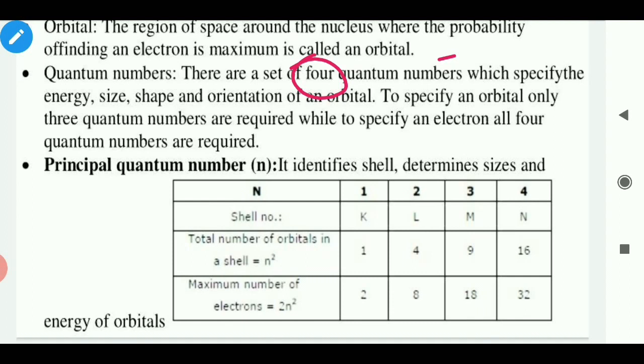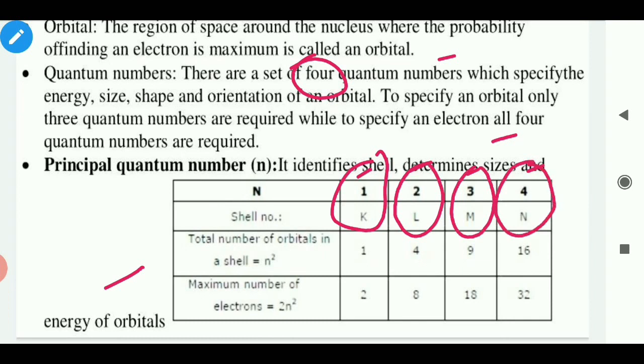Principal quantum number. It identifies the shell and determines the size and energy of the orbital. Here small n equals 1, 2, 3, 4. 1 represents capital K shell, 2 represents capital L shell, 3 represents capital M shell, 4 represents capital N shell. We can calculate the total number of orbitals in a shell by the n square formula.